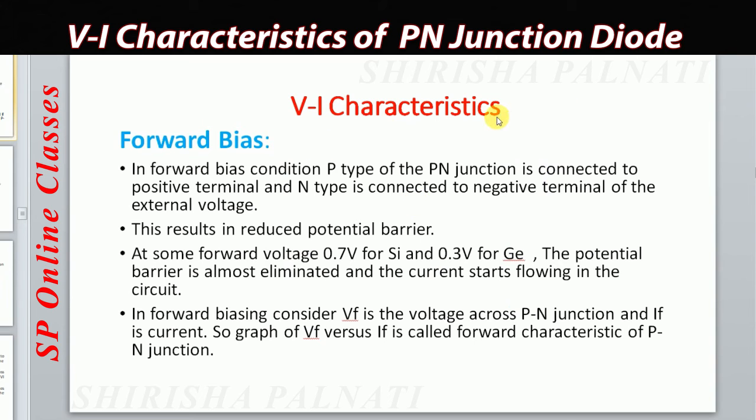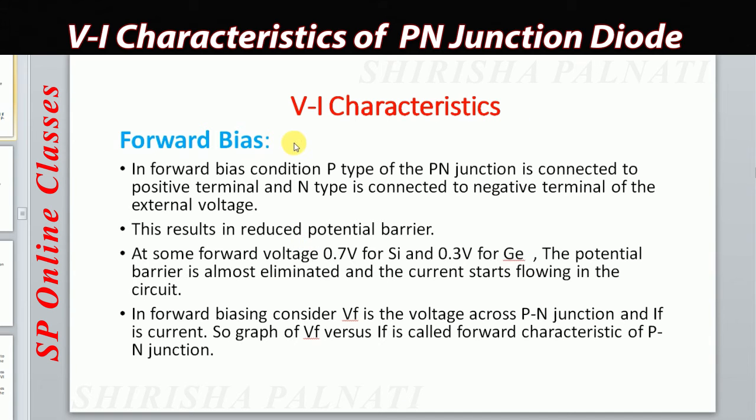So this is our next topic, VI characteristics of PN junction diode. In the VI characteristics of PN junction diode, we have a forward bias condition as well as a reverse bias condition. So first we will learn about the forward bias condition.